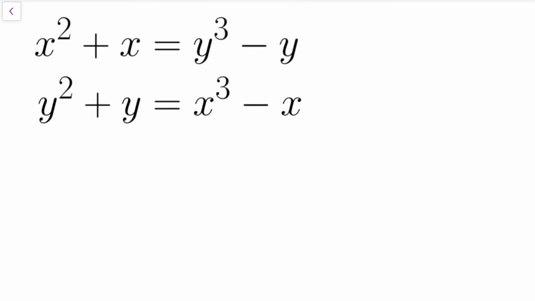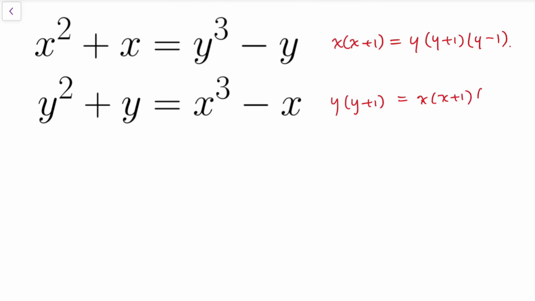Here is the second approach. Notice that the 2 equations can be rewritten. For the first one, x times (x + 1) equals y times (y squared - 1), and I can further factorize, which is (y + 1) times (y - 1). Whereas for the second equation, I can factorize both sides and get y times (y + 1) equals x times (x + 1) times (x - 1).